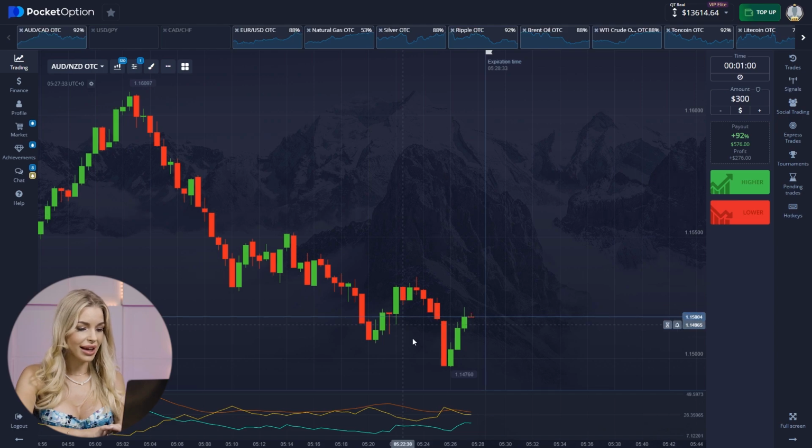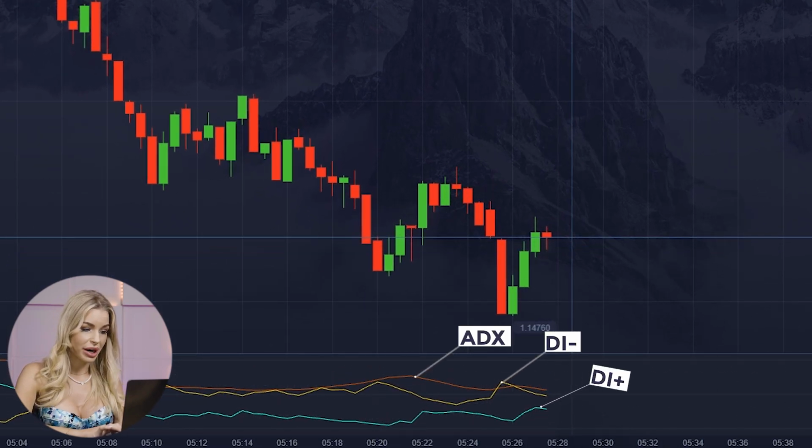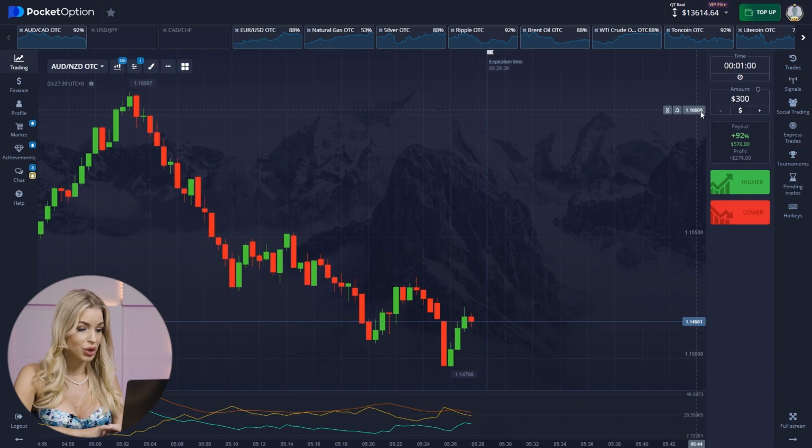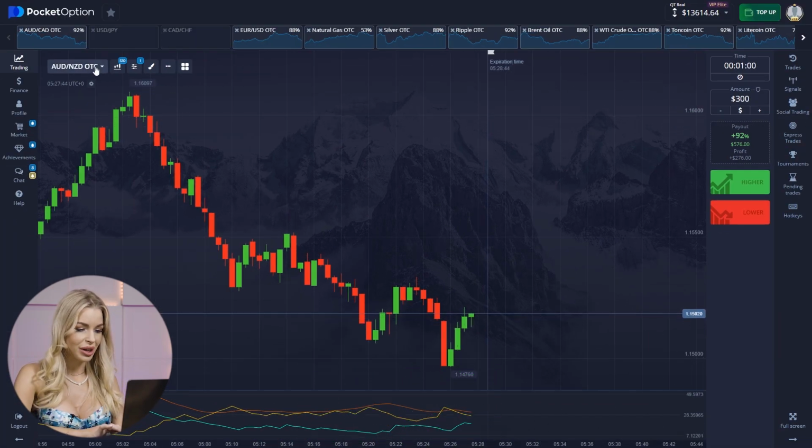That is what the three lines of the indicator look like. Today we will trade on a minute expiry time. That is not quite usual for me. And our investment will be $300 for now. Perhaps we will raise it later, but right now this investment seems optimal.